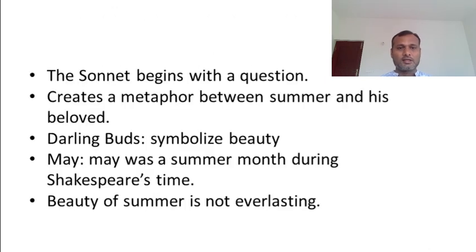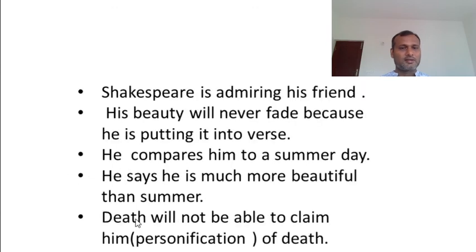As we have seen, the sonnet begins with a question, creates a metaphor between summer and the beloved in the second line, and the darling buds symbolize beauty, with a reference to the month of May, a summer month according to the calendar they followed then. The beauty of summer is not everlasting. Shakespeare in this poem is admiring his friend, whose beauty will never fade because he is putting it into verse. He compares him to a summer's day, and says he is much more lovely and more temperate than summer. Death will not be able to claim him.